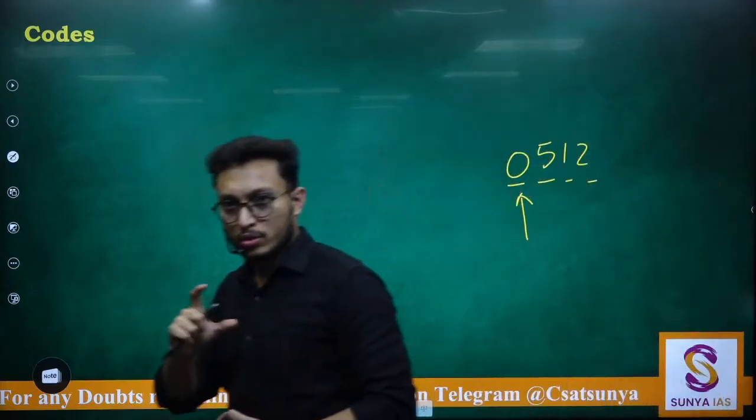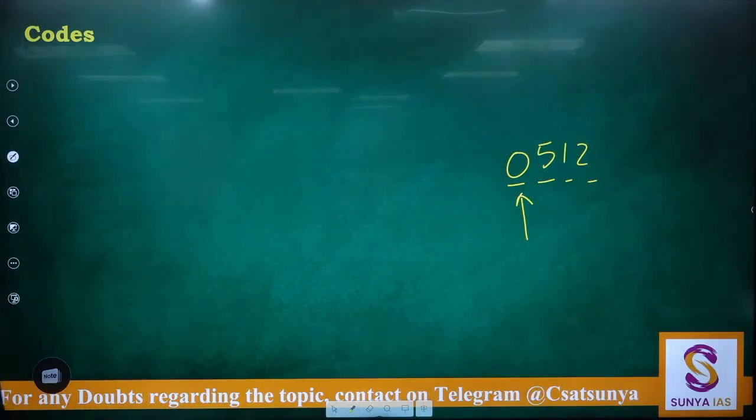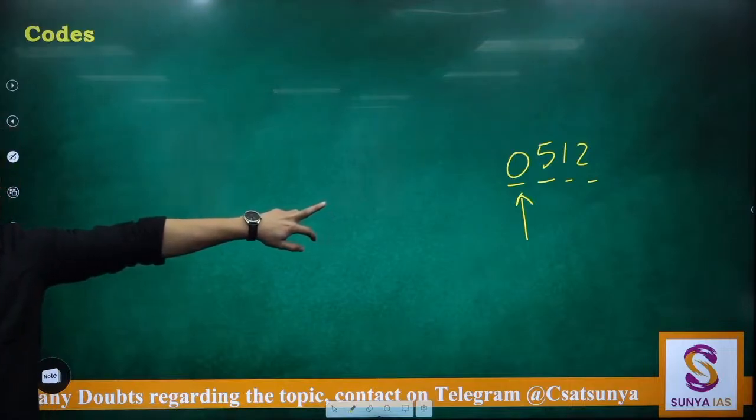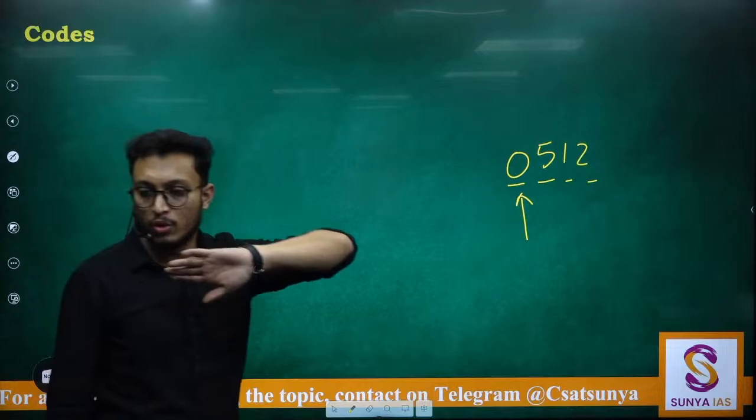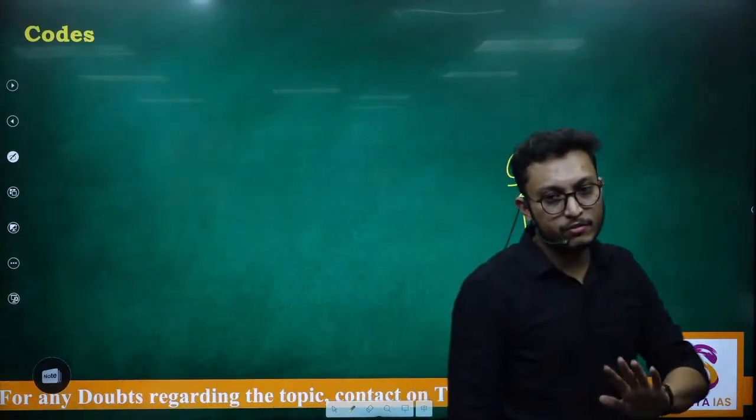These are codes. This is not a number. So if you are supposed to form a, let's say, 4-digit code, you can have 0 in the first place. This is the difference between forming a number and forming a code. In a code, 0 can be there in the first place.